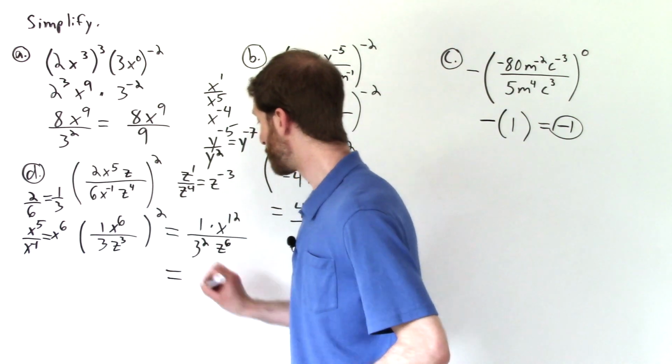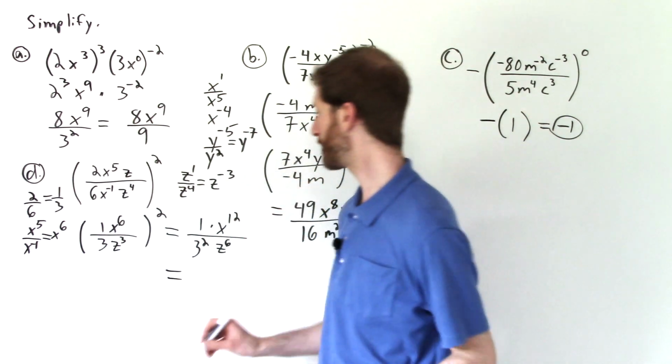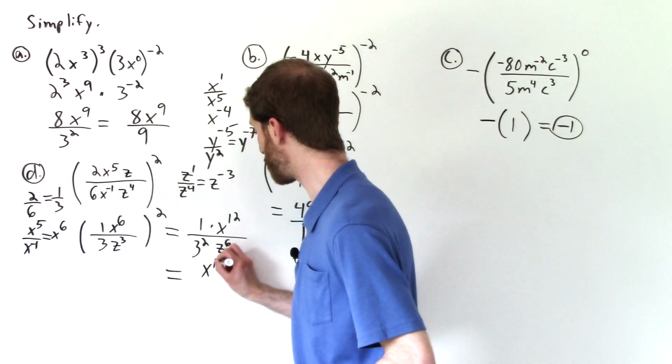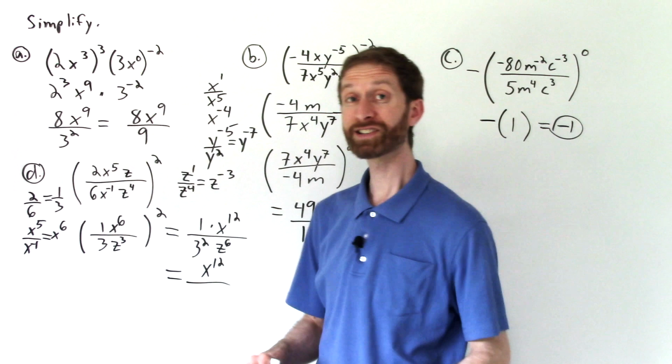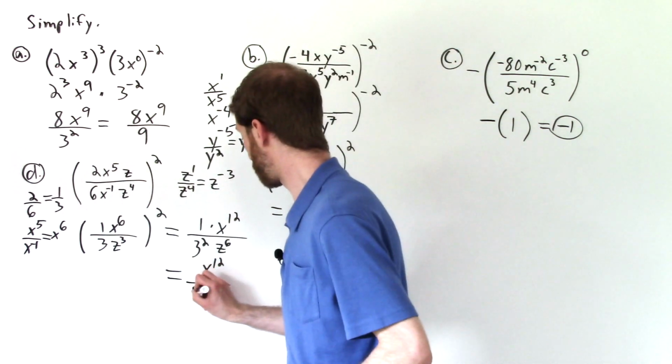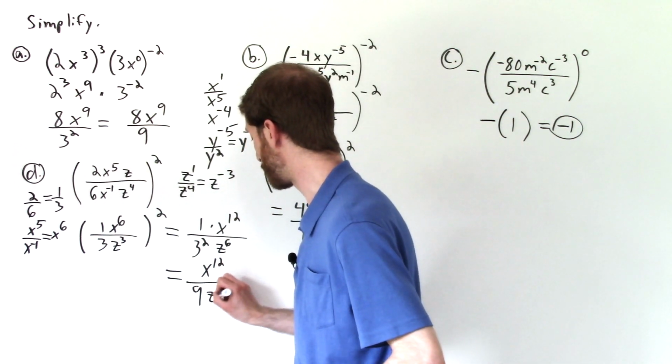Now all we do is just put everything together and we're in good shape. 1 times anything right up here is itself, all over 3 squared, which is 9, you got it. And then z to the 6th is just z to the 6th.